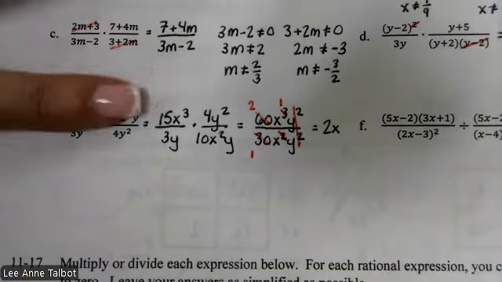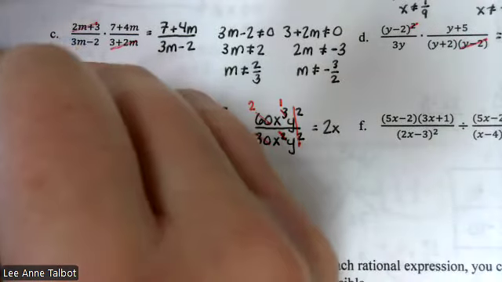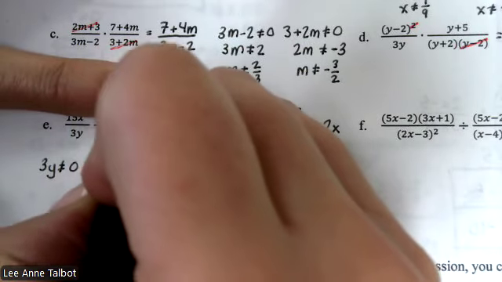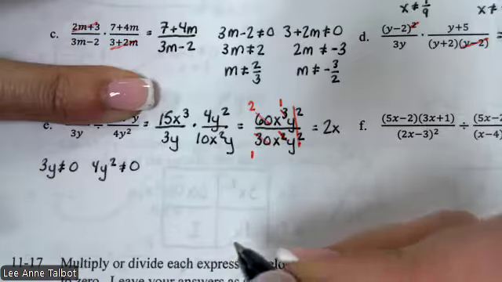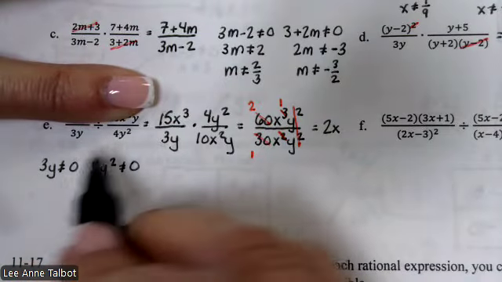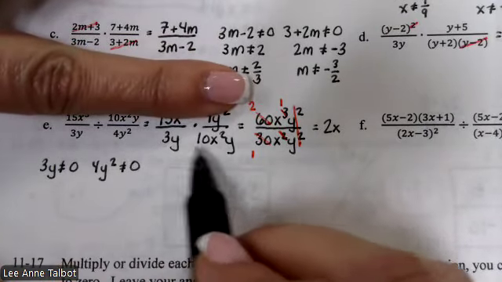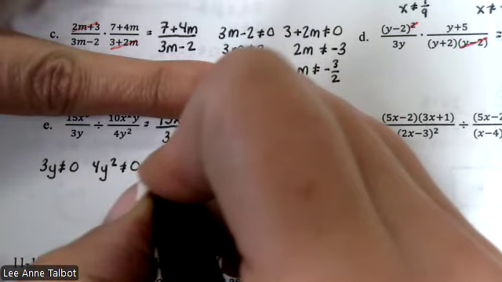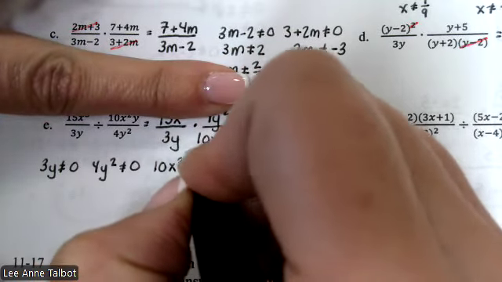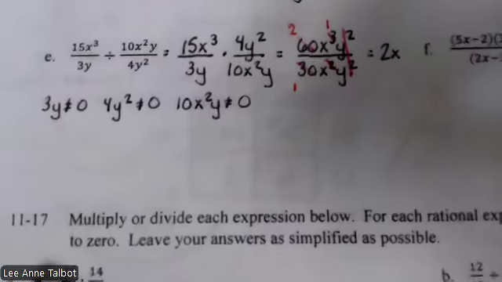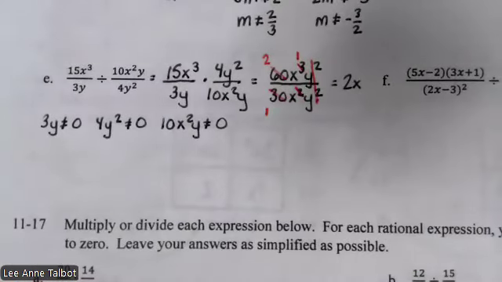Now, I'm going to say 3y cannot equal 0. 4y squared cannot equal 0. Do you see where I got those from? Then I'm going to go over to after the keep change flip. I already have the 3y. Now I'm going to say 10x squared y cannot equal 0. I'm going to do this in pieces. I'm going to get the same answer repeatedly, though. It's going to be kind of irritating.